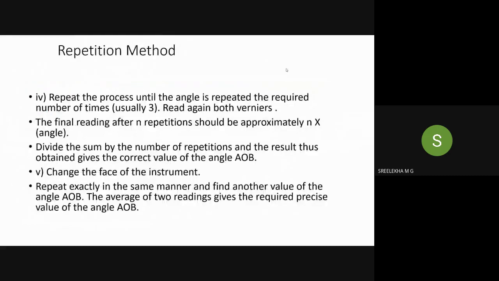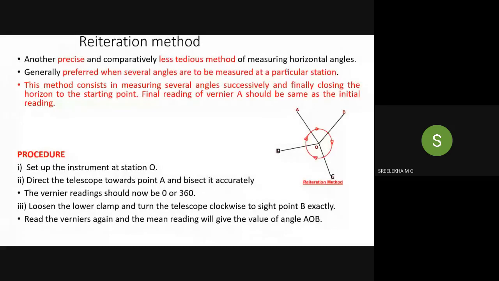And the second method is the retraction method. I have already mentioned it in my class. So what is the difference between the repetition method and the retraction method? Repetition means the angles will be repeated, while the retraction method will be closing to the initial point, closing the horizon. So just go to this picture.